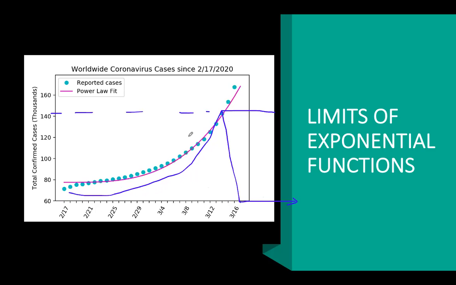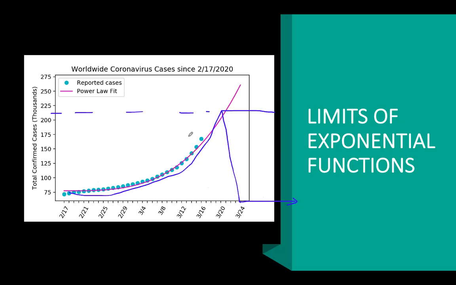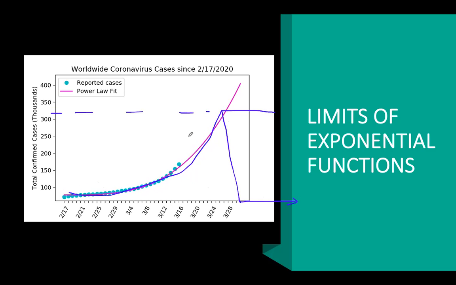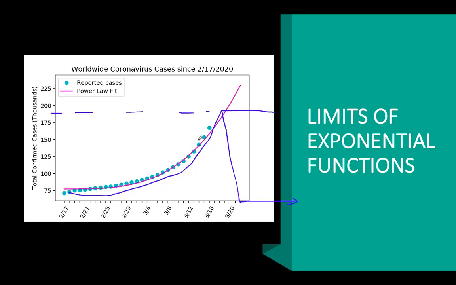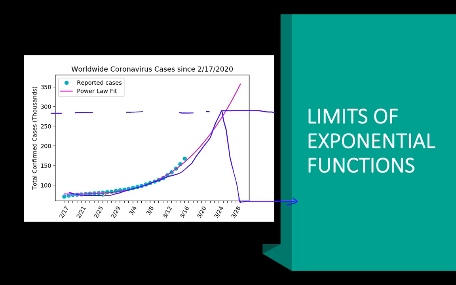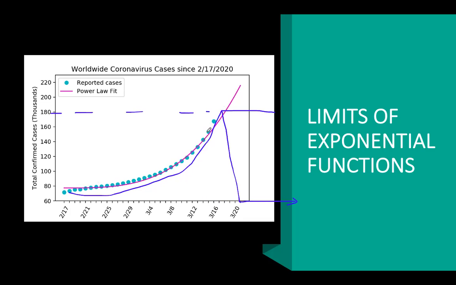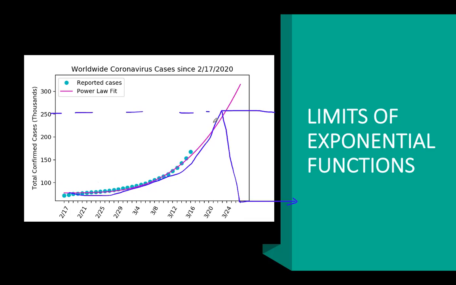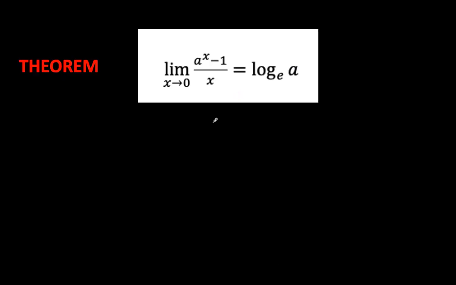Okay, and I hope the curve will be flattened already by 2021, with the use of exponential function. But for now, we're going to deal with the limits of exponential function, all right? Now, let's go to the first theorem of exponential function. It says here, the limit of a raised to x minus 1 all over x as x approaches 0 is equal to the logarithm of a base e.